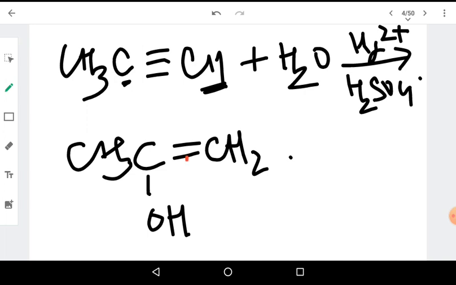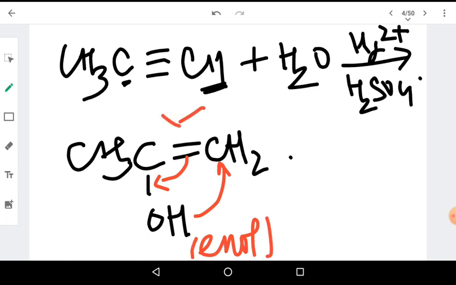Let us bring this double bond over here, and this oxygen let us give to the carbon. This is nothing but keto-enol tautomerism. This is the enol form. How can I say it is the enol form? I can see a double bond here, right? So "en", and we have an OH here, so we have enol, right?